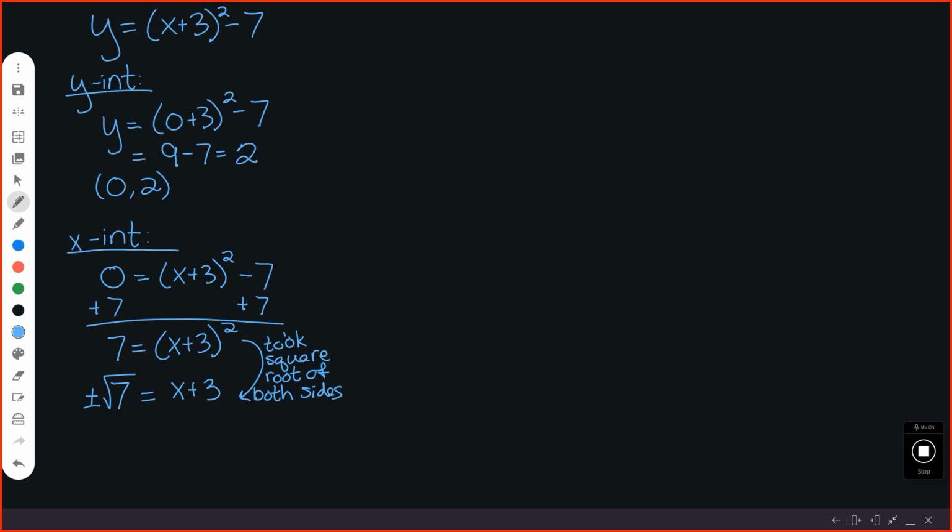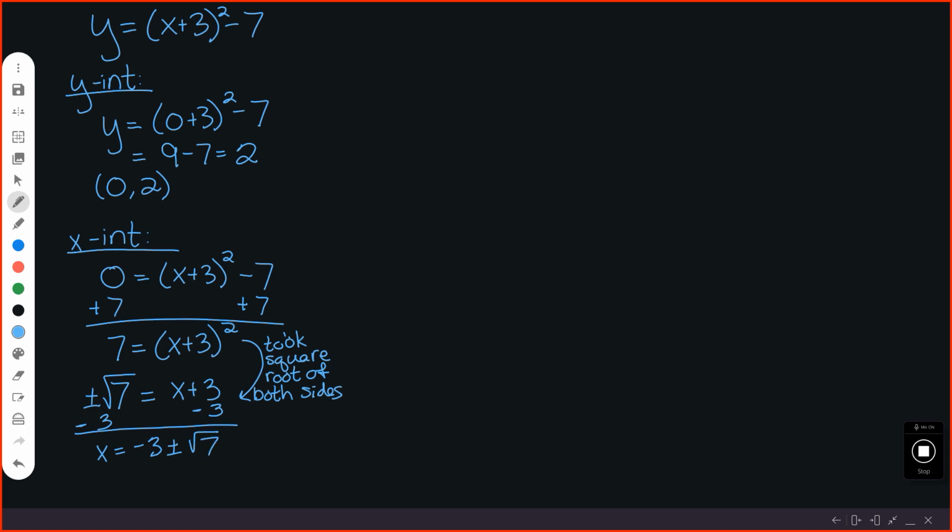Again, that's a trick that only works because we only have one whole thing squared. If we had x squareds and x's like we did in standard form, this wouldn't work. And if you expanded this out, you also couldn't just take the square root of both sides because you would have x's and x squareds. All right, so now I'm going to solve this for x. I'm just going to subtract 3 on both sides, and I'm going to get x equals -3 plus or minus the square root of 7.